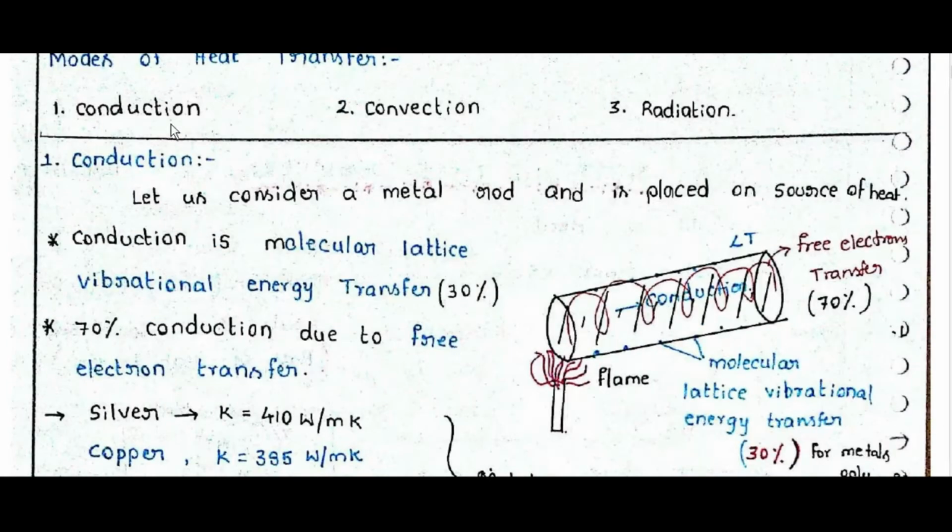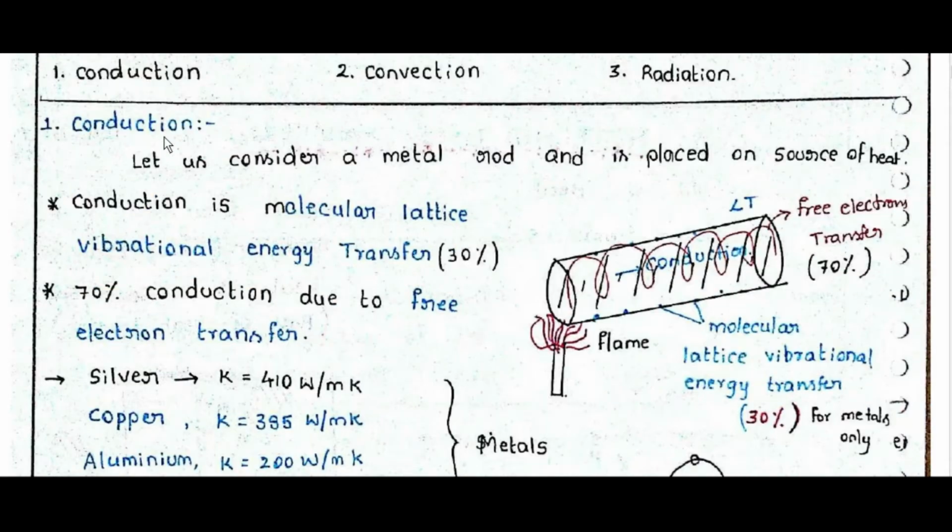Modes of heat transfer: conduction, convection, radiation. Conduction: let us consider a metal rod placed in a source of heat. Conduction is 30% molecular lattice vibration energy transfer, and 70% of conduction is due to free electron transfer.